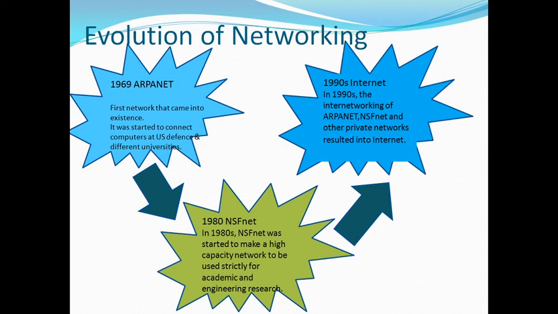What is evolution? How was our internet established? First of all, in 1969, ARPANET came into existence. It was started to connect computers at the US defense and different universities. It was only for defense purposes. Then in the 1980s, NSFNet was created to make a high capacity network which is used strictly for academic and engineering research.